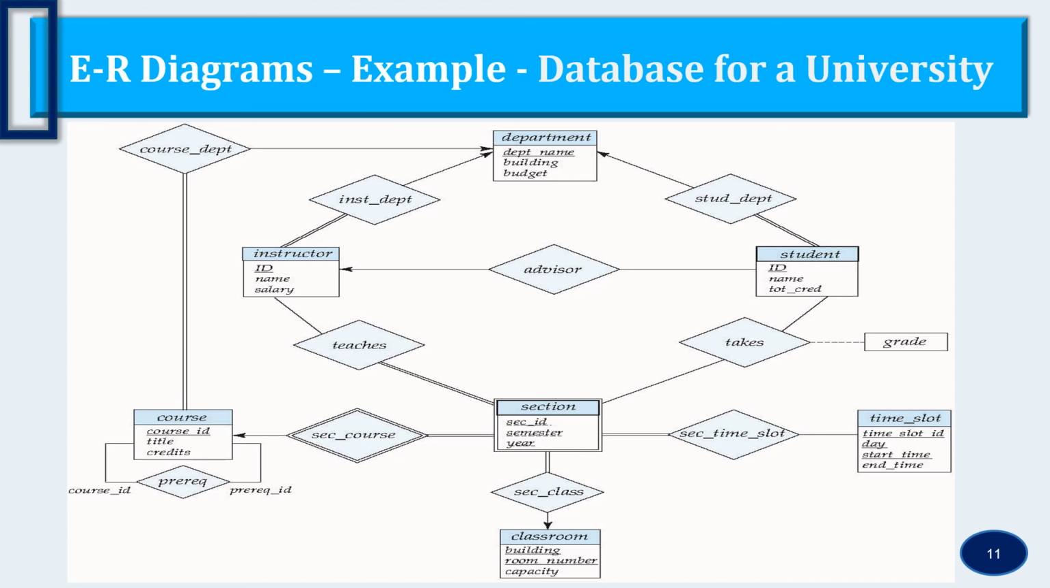If the relationship has any attribute, we can specify that using an undivided rectangle. Look at that: takes is a relationship, and it has an attribute called grade, which is connected by a dashed line, right? It is connected by a dashed line. That's all about the ER diagram, the representation of a university ER diagram.